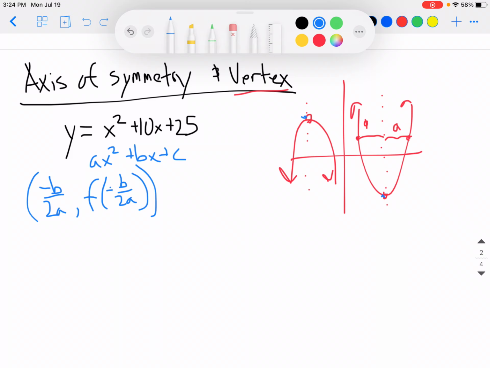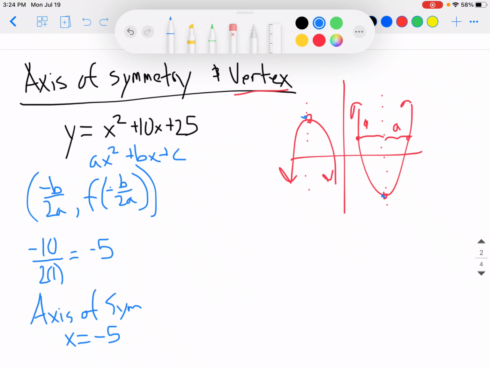So what I'm going to do is calculate what negative b over 2a is. That'll give me negative 10 over 2 times 1. In other words, this is going to be negative 5. So my x value of the vertex is negative 5. That means that my axis of symmetry is going to be x equals negative 5. So the x-coordinate of the vertex is always your axis of symmetry.